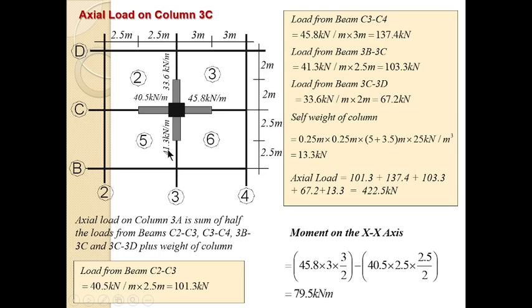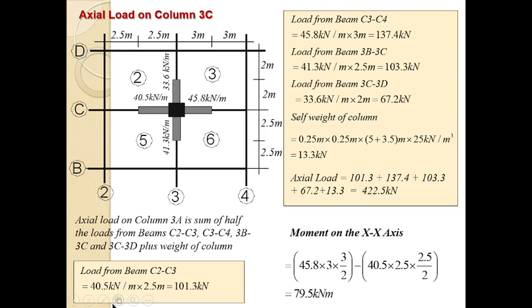This one is carrying 41.3. So the axial load of column 3A is a sum of half the load from these beams that I've just mentioned. So load from beam C3, C4. This is C3, C4. This is this beam.